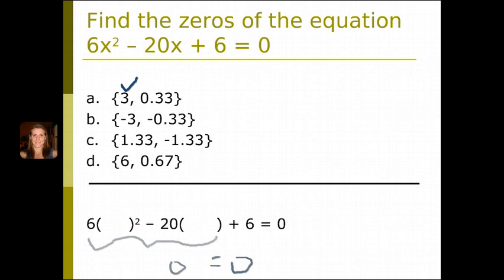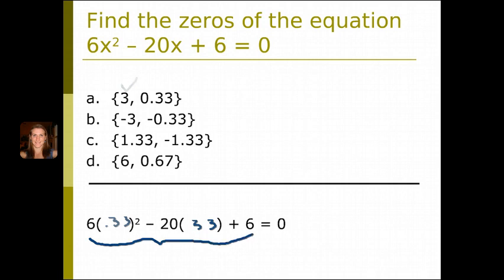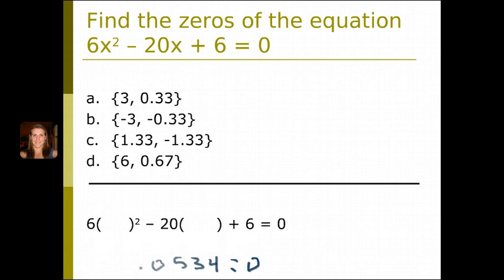But to make positively sure, we also need to test 0.33. When we test 0.33, and you should be typing these in your calculator along with me, you'll find that you're going to get 0.0534, which does not equal 0. However, if they give us an answer choice that has been rounded, we cannot expect to get the exact answer choice. But 0.0534 is very, very close to 0. Therefore, A is your correct answer choice.